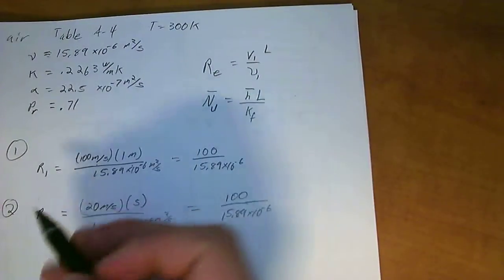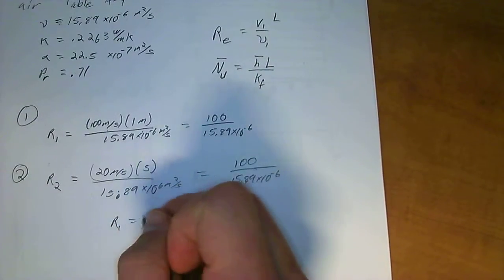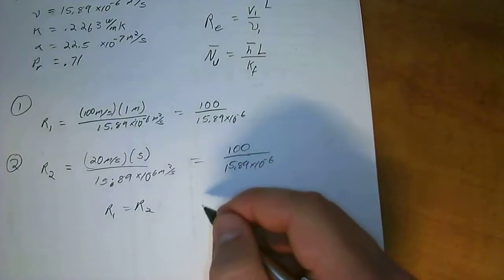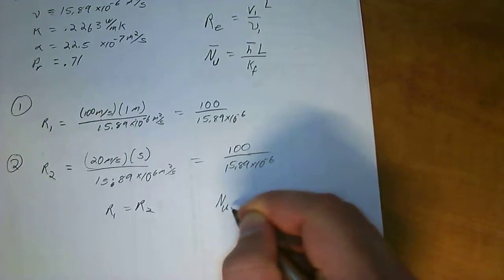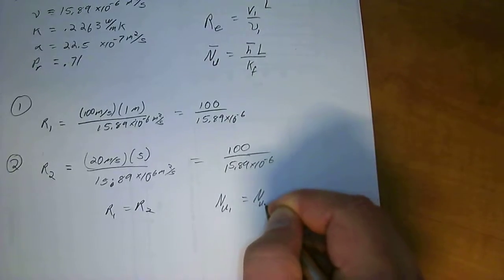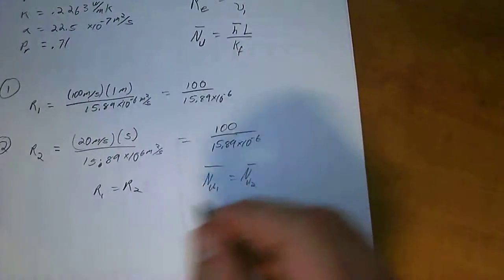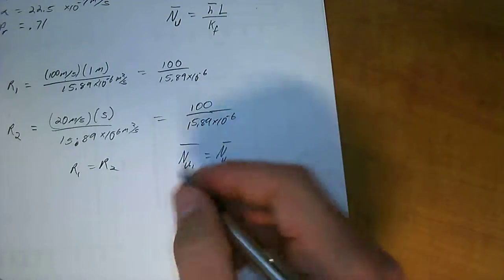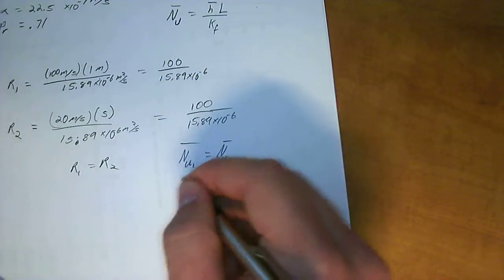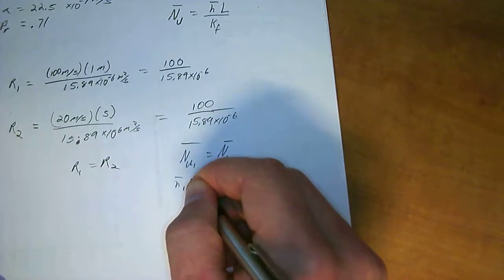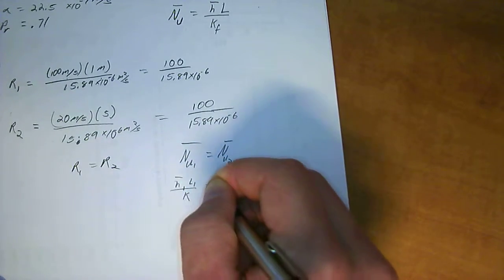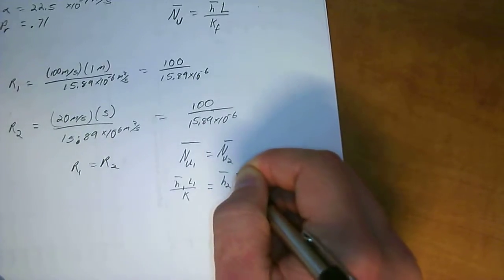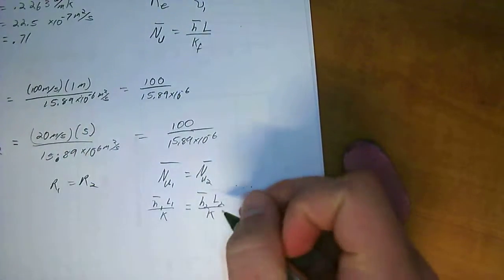Okay, so if Reynolds numbers are the same, Re1 is equal to Re2, then the Nusselt numbers also have to be the same. So Nu1 is equal to Nu2, average. Always look at the average Nusselt number. The local isn't really used very often. So if we take each one of these now, we have h1 bar L1 over k is equal to h2 bar L2 over k.